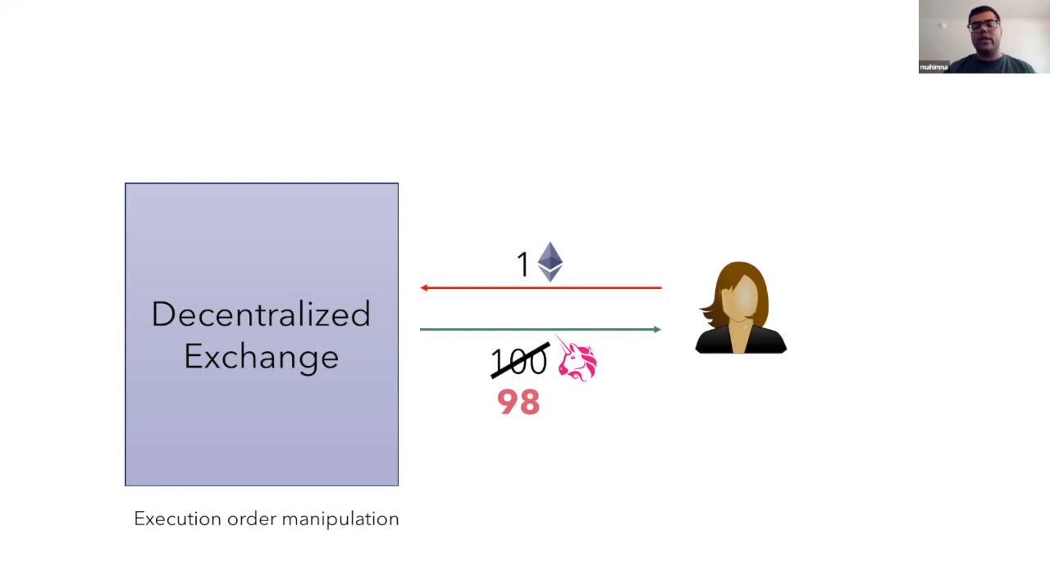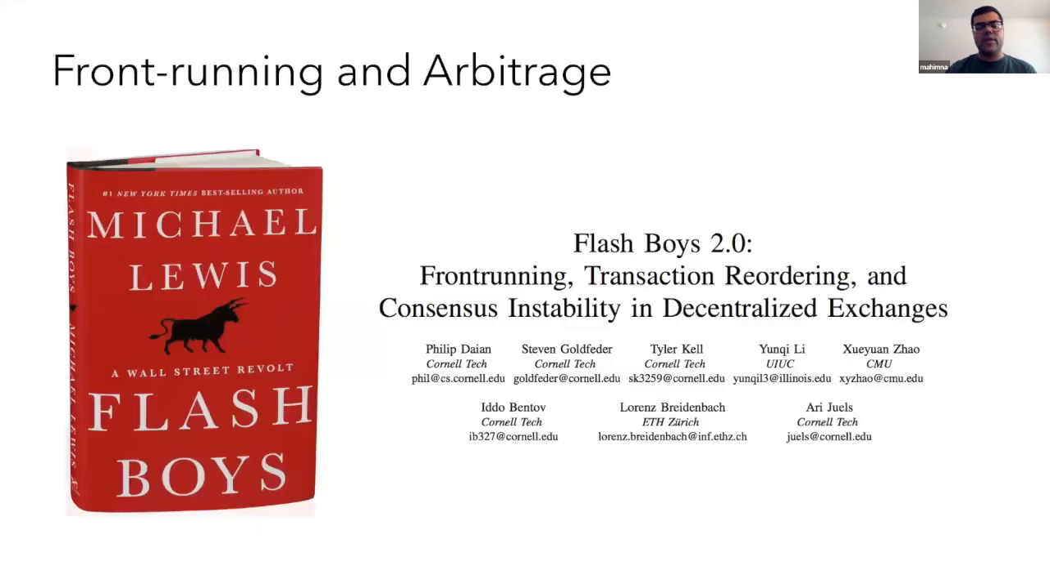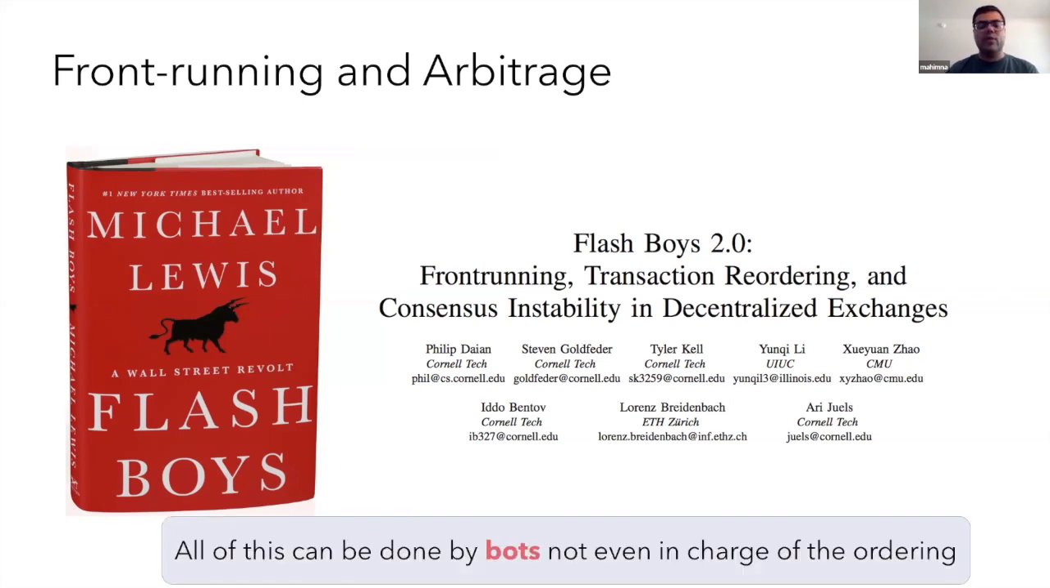Something that can be done is front running, where you insert your own transaction before Alice's. Effectively, the end result is that the attacker is stealing the profit that Alice could have made from the trade. This is quite reminiscent of front running and high frequency trading on Wall Street, as popularized by the Michael Lewis book Flash Boys. In fact, this is the same kind of front running that was quite rampant on permissionless blockchains like Ethereum, as shown by Phil's work on Flash Boys 2.0, as well as a number of more recent works. What's interesting is that all of this can be done even through bots that are not in charge of the ordering, and much more catastrophic problems are caused by miners who are in charge of the ordering.